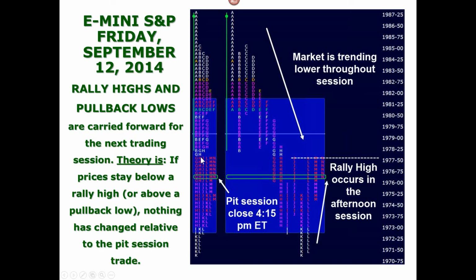Here's what it looks like on a collapsed profile. So this was the high the market went that afternoon. You can rest assured that there are going to be stops just above that level, because it represents the high of four separate time periods in the afternoon. That is not an impressive high.